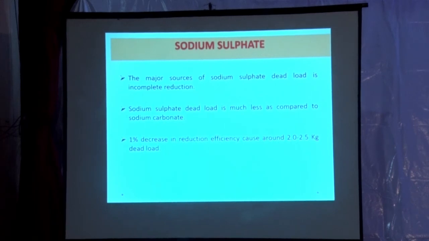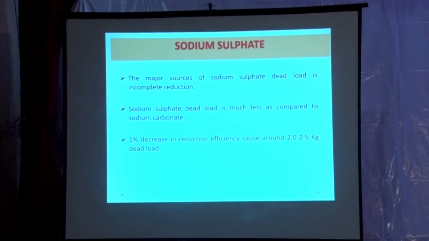And remind it, if you calculate it, I have done this calculation. If 1% decrease in reduction efficiency, if from 90 it comes to 89, 2 to 2.5 kg of that load you are putting into your system, which you are carrying, you are pumping it, putting energy to it, and this dead load in recovery boiler you are feeding at 100 degrees centigrade, 120 degrees centigrade, taking it out at 800 degrees centigrade. That's much of heat it is taking away.